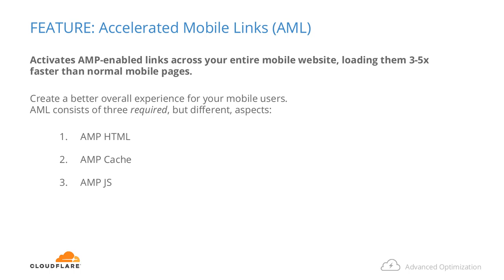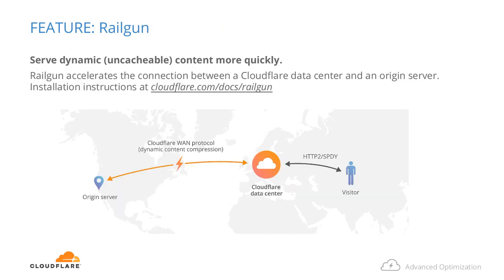All right, so now let's talk about our WAN optimization feature called Railgun. Railgun is a business and enterprise feature that accelerates the connection between a Cloudflare data center and an origin server, so that requests that cannot normally be served by the Cloudflare cache, such as dynamic content, are nevertheless served extremely fast. Basically, it's a wide area network WAN optimizer, reducing bandwidth usage between your server and Cloudflare up to 99.9% for certain requests.